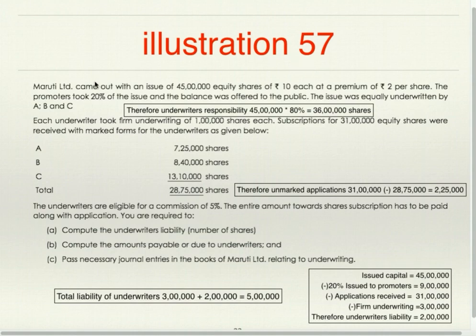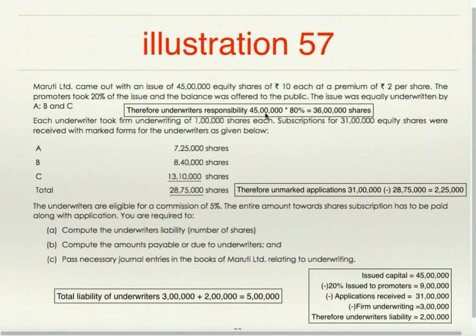Go to illustration 57. Maruti Limited came out with an issue of 45 lakh equity shares of 10 each at a premium of 2 per share. Issue price is 10 plus 2, which is 12. The promoters took 20% of the issue and the balance was offered to the public. The issue was equally underwritten by A, B, C. Gross liability is 1 is to 1 is to 1.